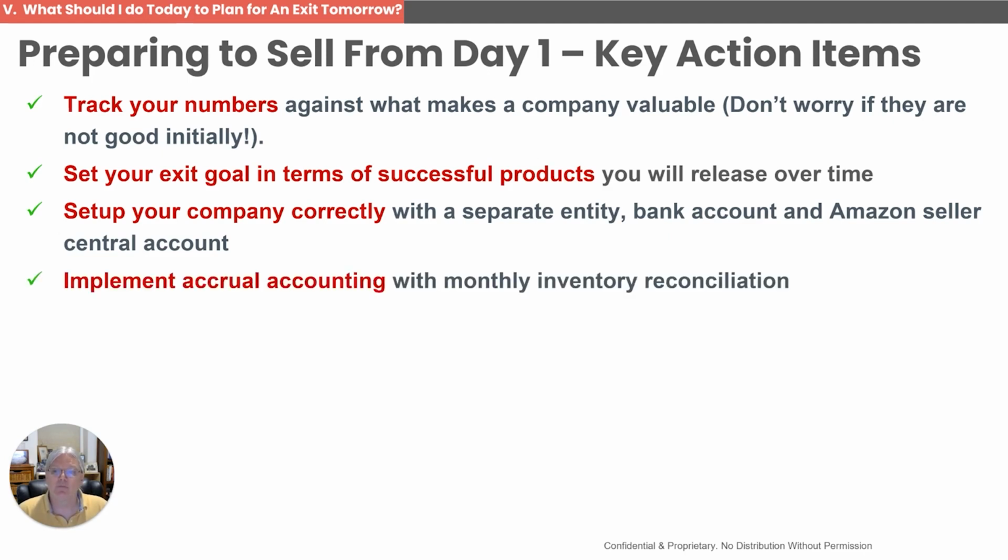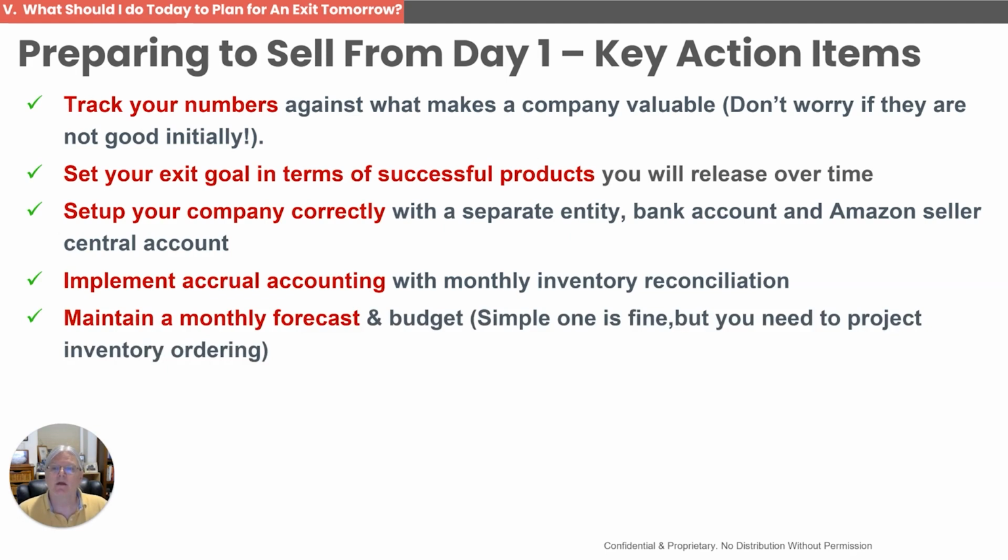Implement accrual accounting with monthly inventory reconciliation so that you're looking at your numbers the way a buyer will, not on a cash basis, but on an accrual basis. Maintain a monthly forecast of where you're growing and a budget. Again, simple is fine, but you're going to need to project your inventory ordering. And how do you project how much inventory you should order unless you're projecting what your sales are?